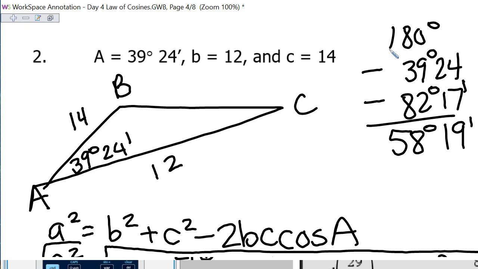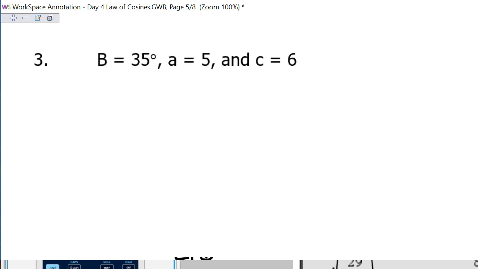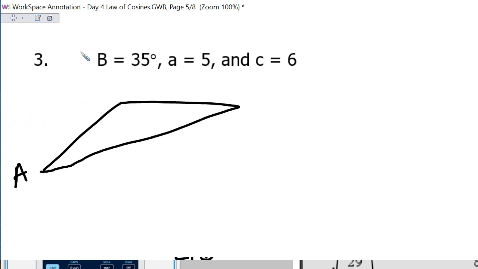Next one, number 3. First thing we're going to do is make my diagram. Angle B is 35 degrees. Side A is 5. Side C is 6.